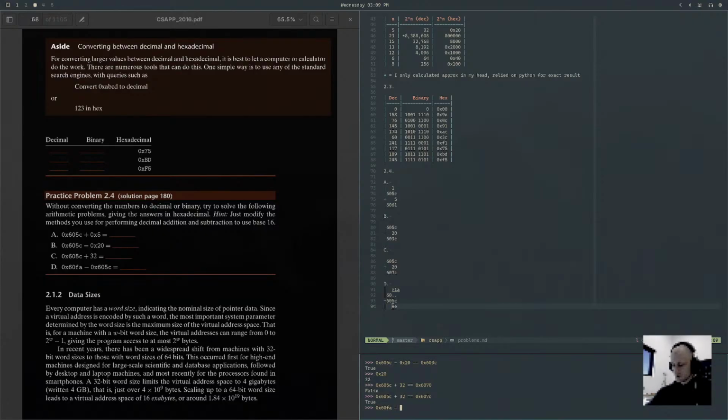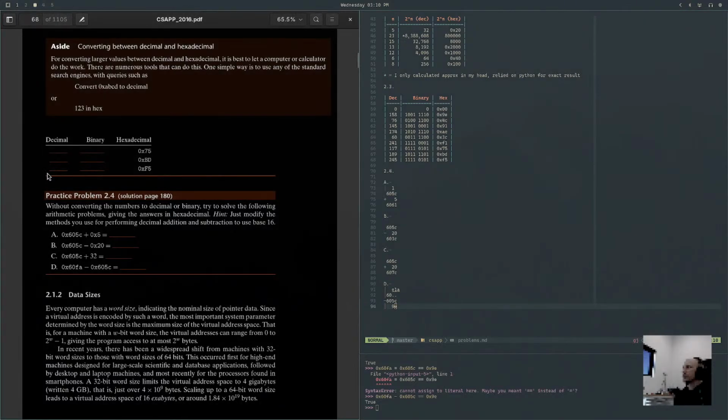0x60FA minus 0x605C is equal to 0x9E. Sorry, syntax error. Meant to do a minus. Okay, got it. Sweet, sweet, sweet. All right, so I got all those. Next, onward, data sizes.